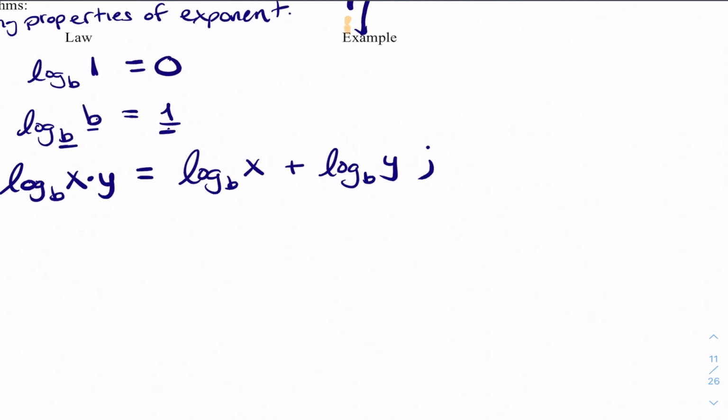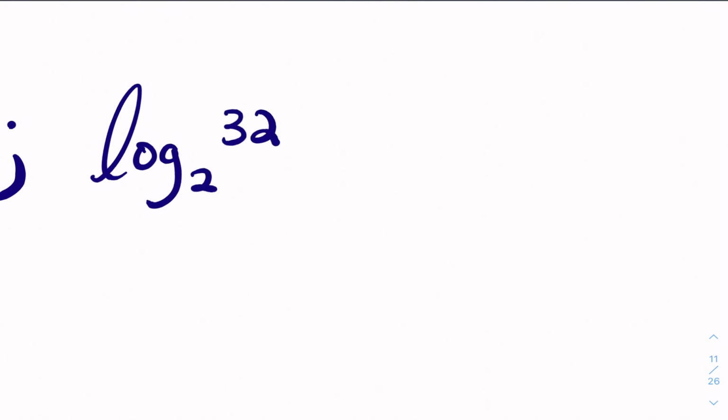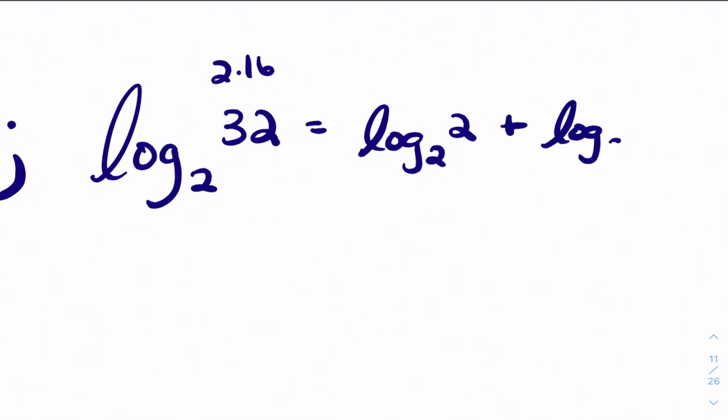If we're looking for an example here, if I had log base 2 of 32, I could write that as 2 times 16. Now I have a product. Well, log base 2 of 2 plus log base 2 of 16. I know from the property above that log base 2 of 2 is 1, and 2 to the 4th power is 16. So really, this problem just boils down to 1 plus 4, which is 5.